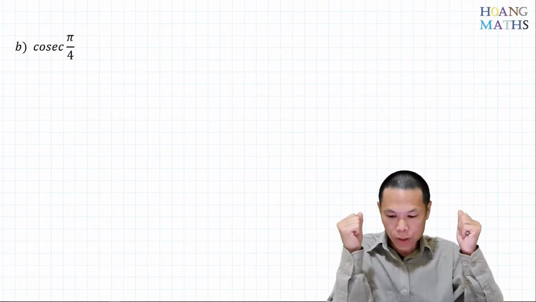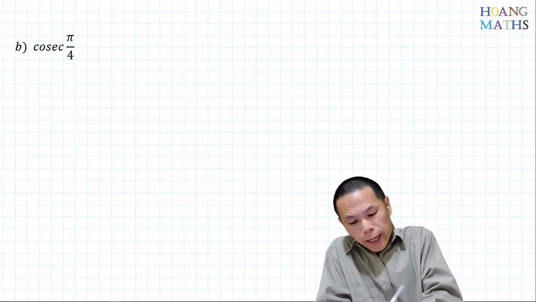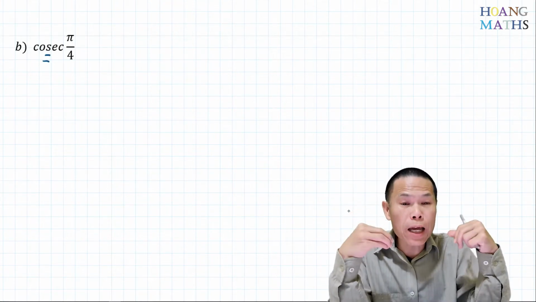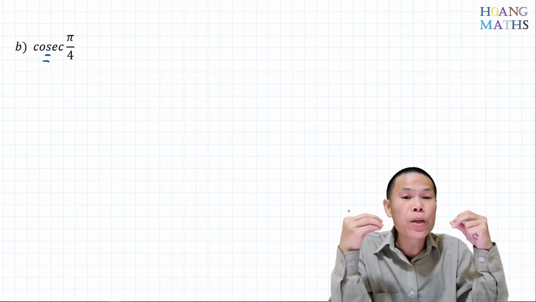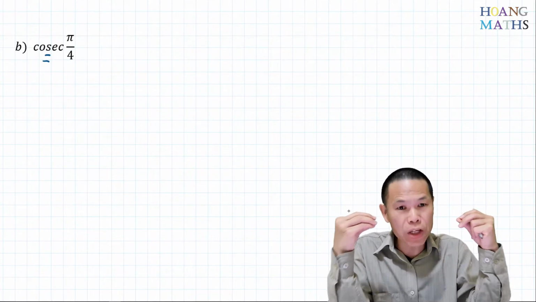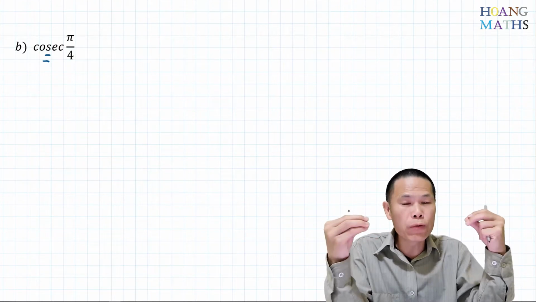Second one. So cosec of pi over 4. Now, cosec, the third letter, so that means it is 1 over sine of pi over 4. So what we need to do is just work out sine of pi over 4. Now, again, if you remember this, much easier, okay? So sine of pi over 4 is 1 over root 2.